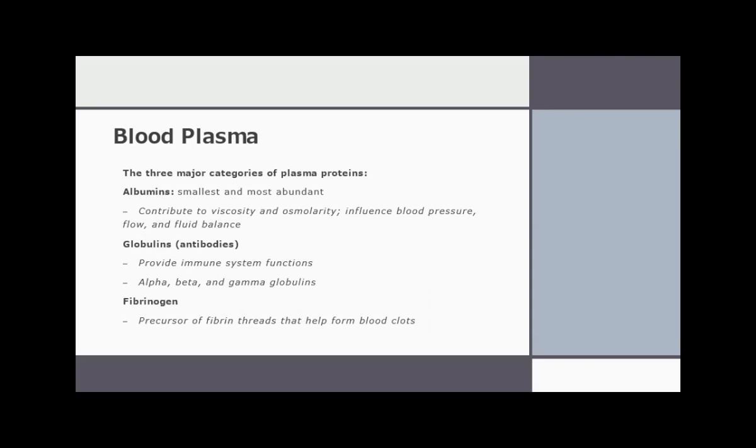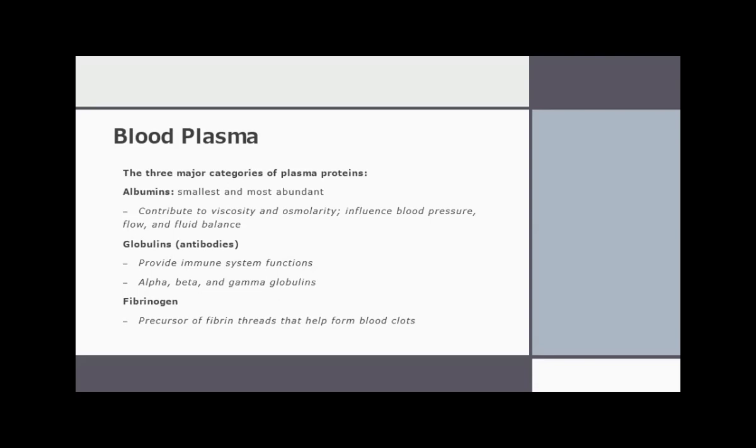Your albumins, those are the biggest contribution to our blood plasma. Okay, that is kind of what controls how thick our blood is, how well it moves through our system. If it gets slow like syrup, or if it gets more liquid, more like water. The albumins are what contributes to our blood pressure.